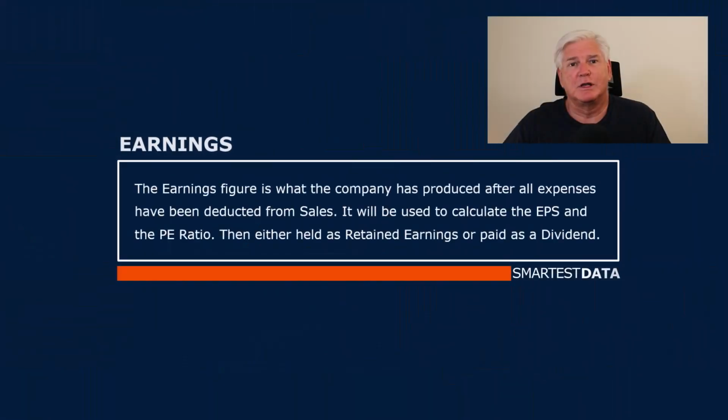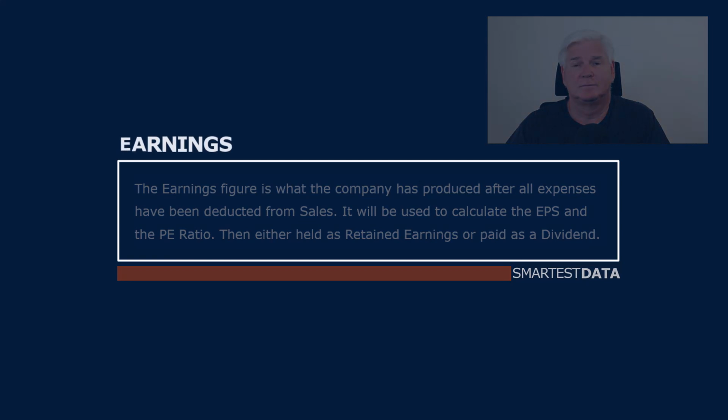The earnings figure is what the company has produced after all expenses have been deducted from sales. It will be used to calculate the EPS and in turn the PE ratio, then either held as retained earnings or paid out as a dividend.